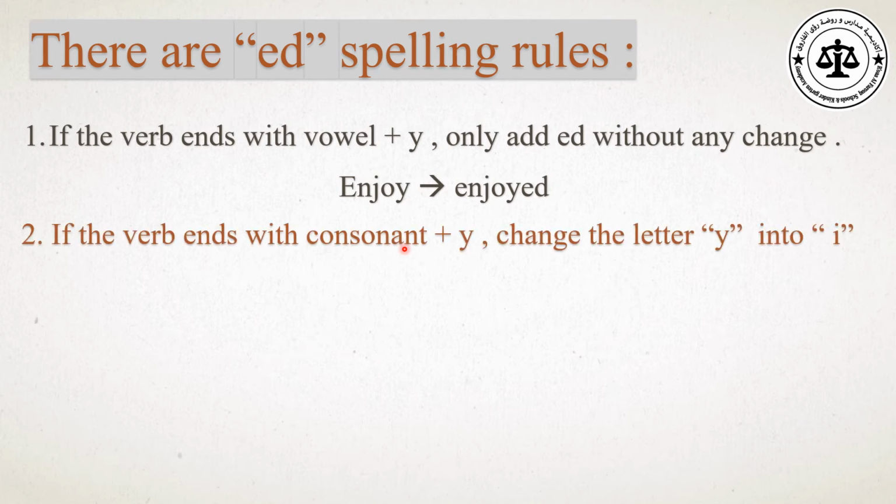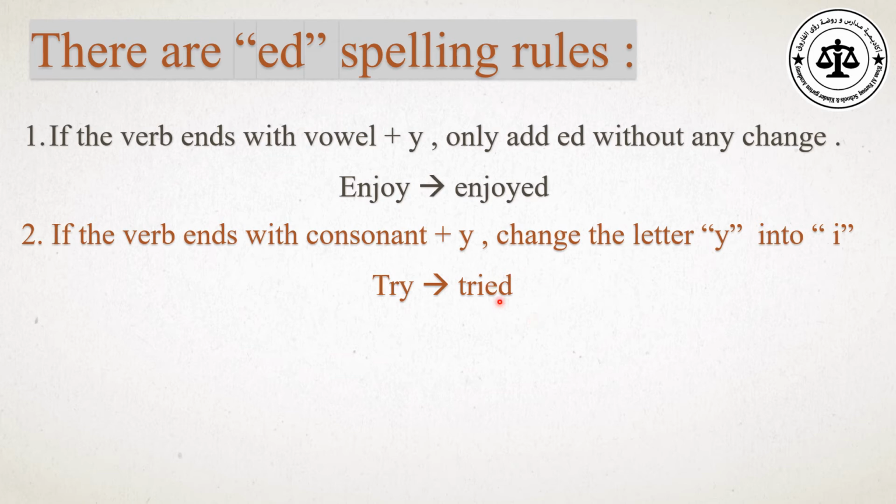Number 2: if the verb ends with a consonant, بحرف ساكن, plus y, we have to change the letter y into i, then add ed. Like try, tried. Look here, we have a consonant and y. If we want to add ed, we have to change the letter y because it's preceded by a consonant, then we add ed.